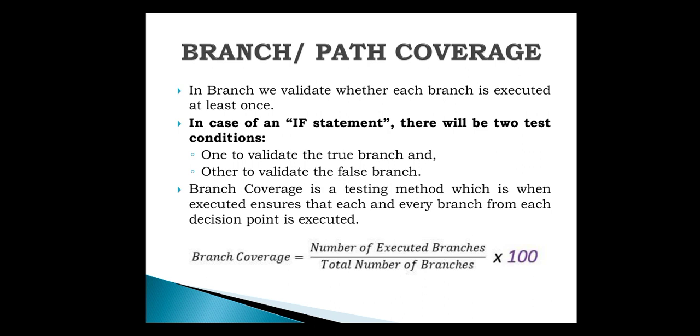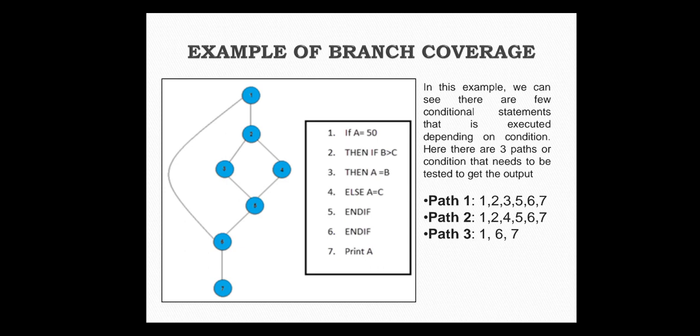So how will you get the exact coverage result? There is a formula: branch coverage is equal to the number of executed branches upon the total number of branches in your application, into 100. So you will get the exact coverage record, and according to it, you can improve your process. The idea behind branch coverage is you need to visit each and every branch at least once. Okay, so here is an example of branch coverage.